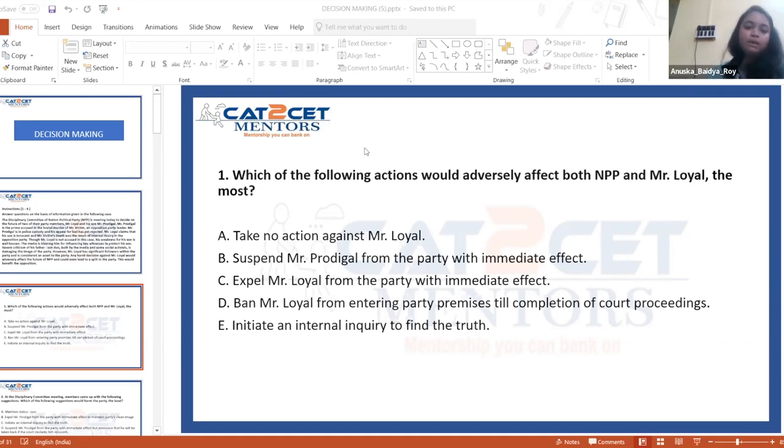Now see, option D, ban Mr. Loyal from entering party premises till completion of court proceedings. Now guys, there will be at least one or two options in every question which are outrightly irrelevant to that question. First, identify those options and eliminate them. Like for this one, ban Mr. Loyal from entering party premises till completion of court proceedings. What will I do with this? How is it adversely affecting NPP or anybody? It's not. You're banning him from entering party premises till the court proceedings. So no adverse effect on anybody. And E is initiate an internal inquiry to find the truth.